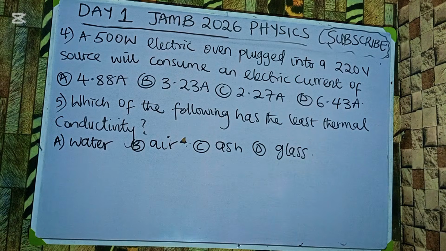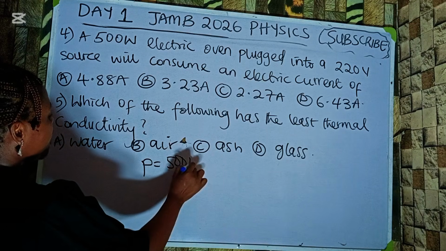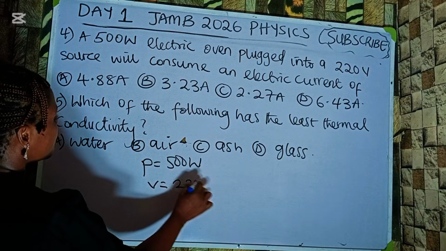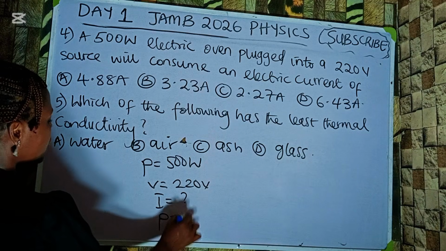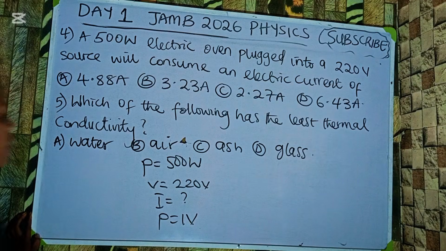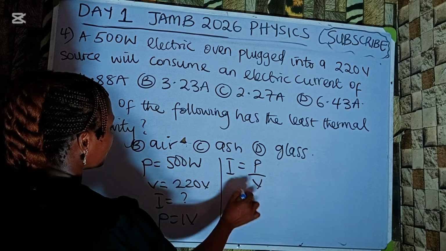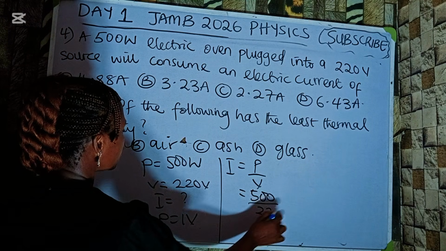A 500 watt electric oven plugged into a 220 volt source will consume an electric current of what? Now looking at this, this is power. Power is given as 500 watts, then we have the PD to be 220 volts. What are we looking for? Current. Don't forget that power is equal to IV. Since you're looking for current, make it the subject. That means I equals power over V. So we have 500 over 220.